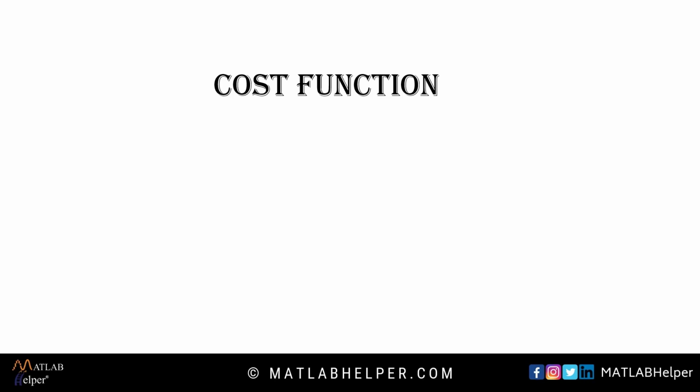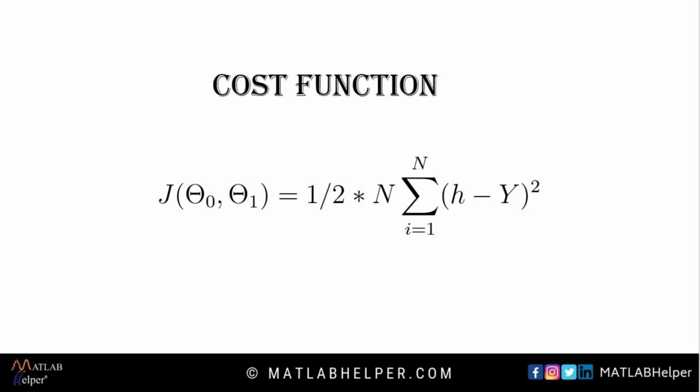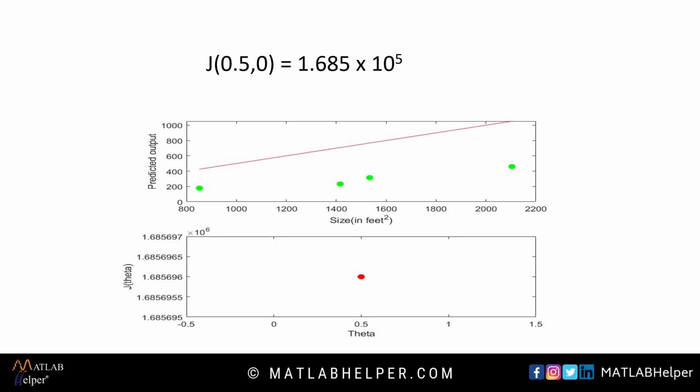Since I am using very small training data, we can manage having 4 different values. But in reality, we will have thousands and lakhs of training data, and we cannot handle the difference for each data. So to get an average of all these differences, we will use this cost function formula, and will get only one number. For the above example equation, we got 1.685 into 10 power 5 as the cost function. Cost function is nothing but a difference.